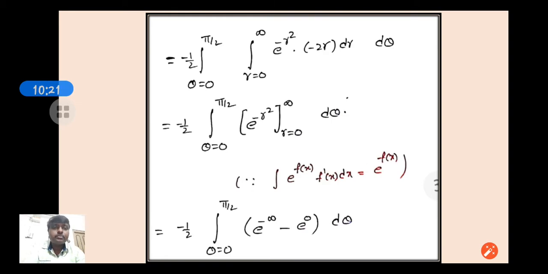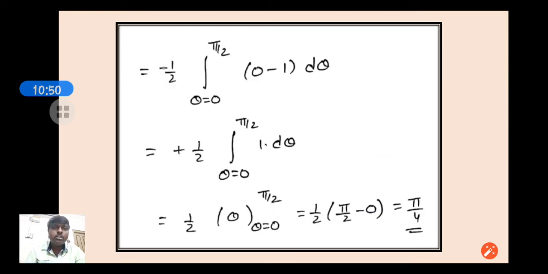I am getting minus 1 by 2 integral theta equal to 0 to pi by 2 e power minus r square, where r is running from 0 to infinity, d theta. So the limits are from 0 to infinity. First I am applying the upper limit infinity in place of r, and then the lower limit r equal to 0, e power 0. Okay, e power minus infinity is nothing but 0. So minus 1 by 2 integral theta equal to 0 to pi by 2 of e power minus infinity, which is 0, minus e power 0, which is 1, d theta.